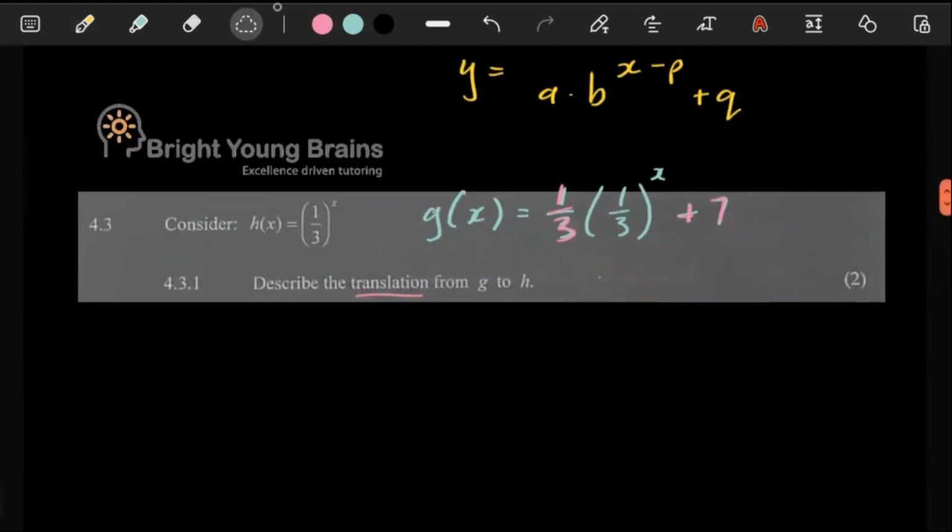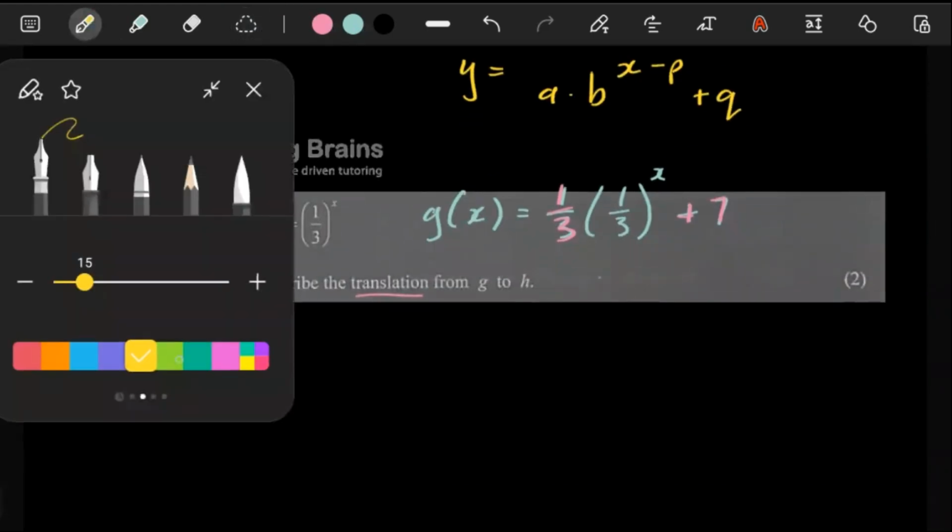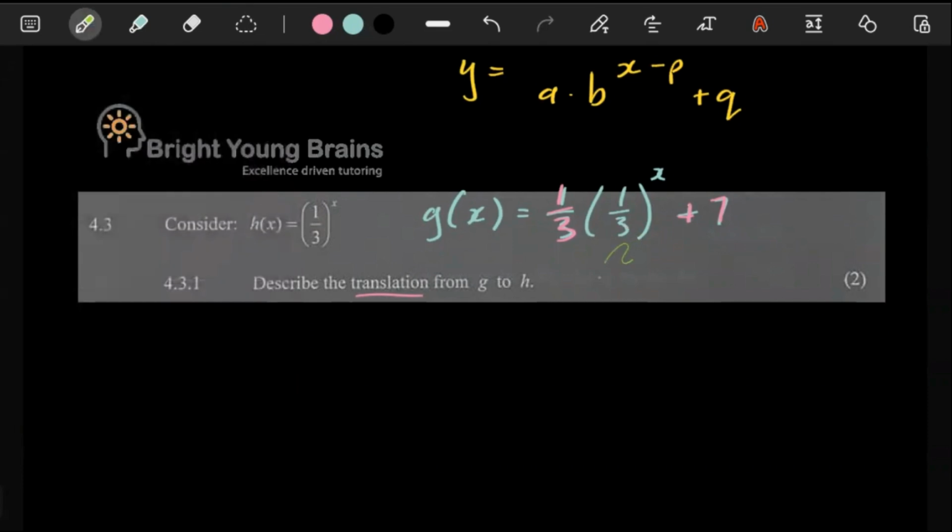Fortunately with this question, the way it's set up, it's already giving us a lot of information, because this here is to the power of 1, right? Now the base is the same, so you can add the exponents. So actually g of x, you can look at it as 1/3 to the power of x plus 1. So this is clearly telling you that from g, for you to get h, your graph is going to be moved 1 unit to the left and 7 units upwards.